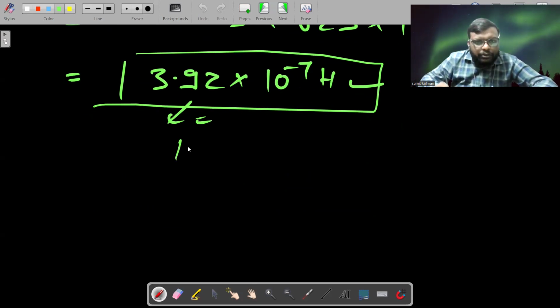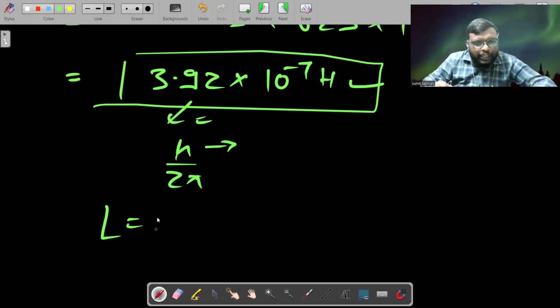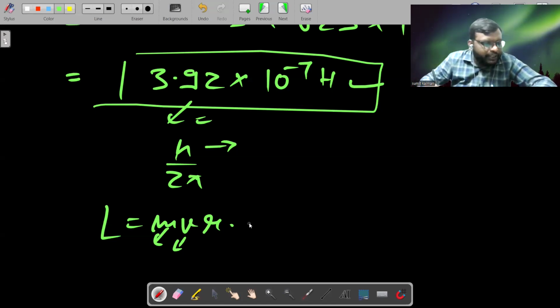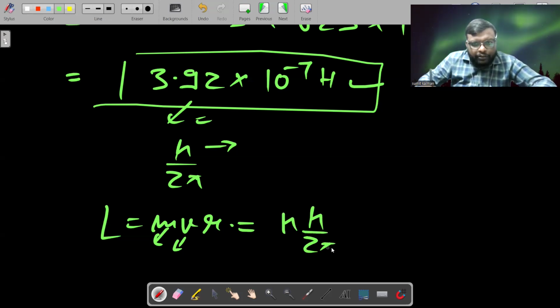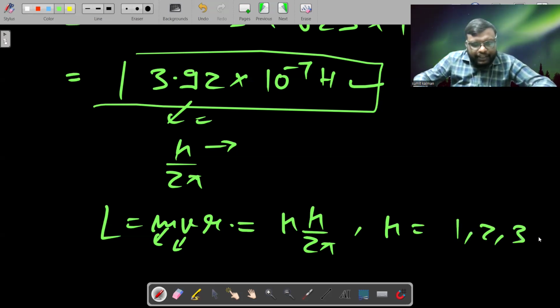h upon 2 pi, where h is Planck's constant, and students, according to Bohr's model, L is equal to mvr. That is, if there is an electron of mass m, and if that electron is moving with velocity v in circular orbit of radius r, so angular momentum is an integral multiple of h upon 2 pi, where n is equal to 1, 2, 3. n is an integer, और n को हम क्या बोलते हैं? प्रिंसिपल क्वांटम नंबर. n को हम बोलते हैं प्रिंसिपल क्वांटम नंबर.